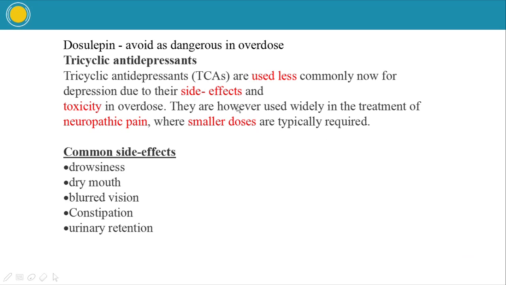So that is why TCAs, tricyclic antidepressants, are now more and more widely used in the treatment of neuropathic pain. Here are some side effects for a tricyclic antidepressant: drowsiness, dry mouth, blurred vision, constipation, urinary retention. The last four are actually like parasympathetic side effects. 像副交感神经系统兴奋的时候的一些副反应啊。Antimuscarinic, and also drowsiness, sedation.